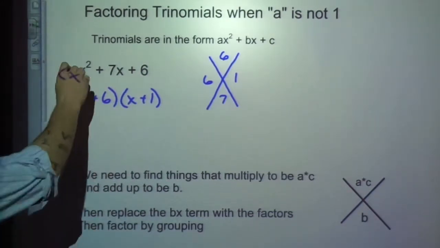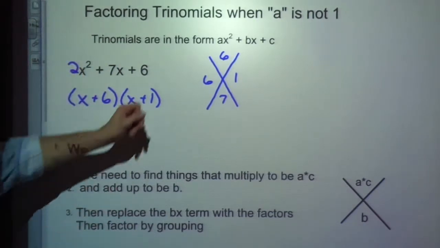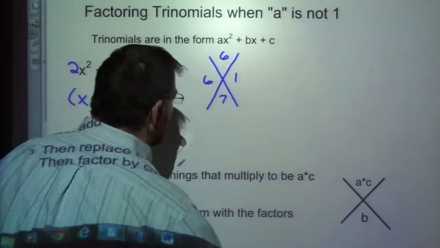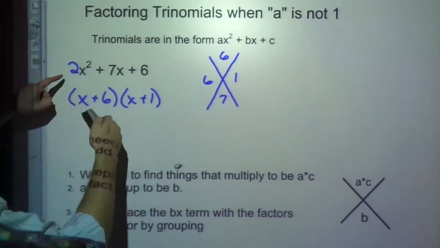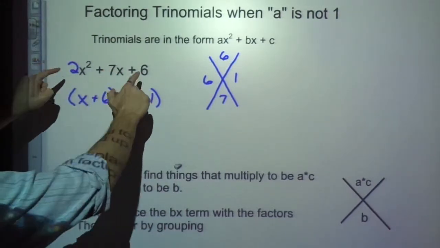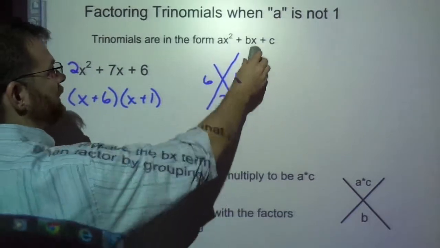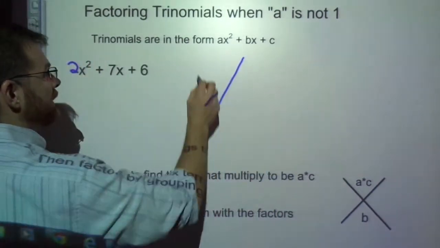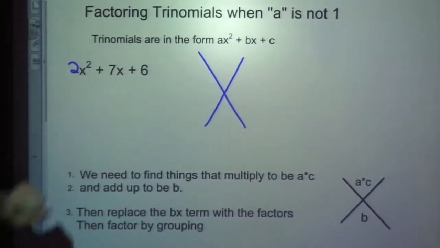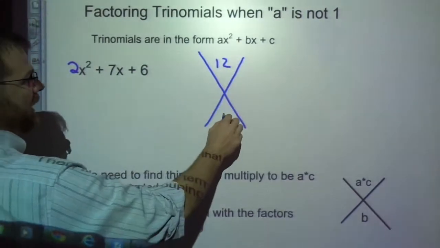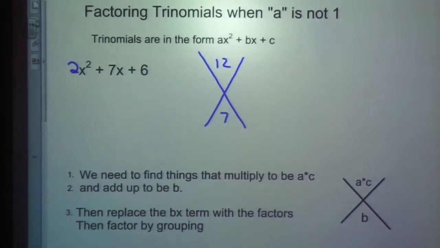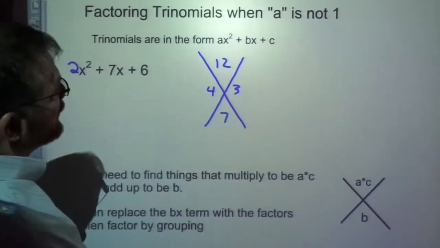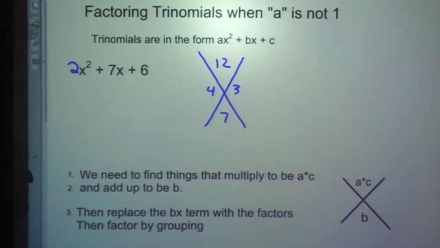The problem is, what if this number changes? What if this a number in the front changes from 1 to something other than 1, like 2? Now what we're going to change is that we're going to take 2 times 6, the first times the last. So what goes in the top now is 2 times 6, which is 12, and in the bottom is still 7. The things that multiply to be 12 that add up to be 7 are 4 and 3. But I can't just go x plus 4, x plus 3. The process is a little bit different.